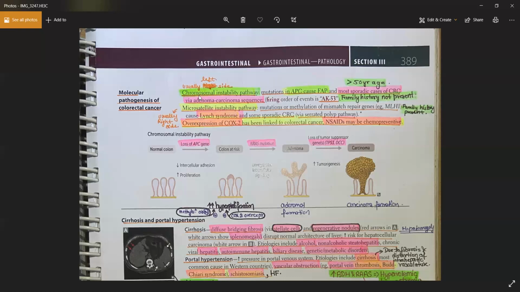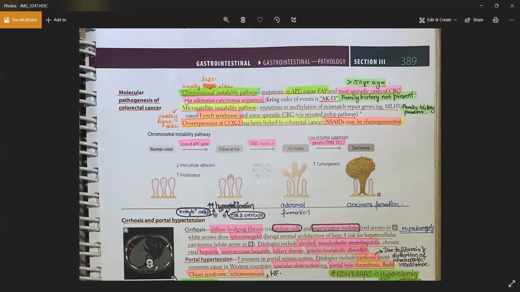So the first one is the chromosomal instability pathway, and the second pathway is the microsatellite instability pathway, in which you have a methylation of a mismatch repair gene, which is MLH1 or MSH2. You can have Lynch syndrome, you can have a serrated polyp pathway. If you remember the serrated polyps, we have discussed the microsatellite instability pathway, the tumor suppressor gene, the mismatch repair gene. So two pathways are there: one is the chromosomal instability pathway, and second is the microsatellite instability pathway.